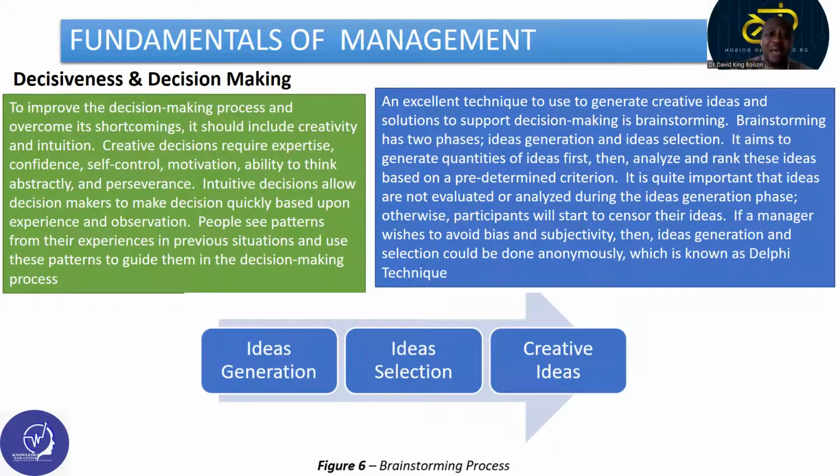Intuitive decision allow decision makers to make decisions quickly based on experience and observation. And people see patterns from their experience and previous situation, and they can use these patterns to guide them in their decision making. Okay, it helps people to also brainstorm.